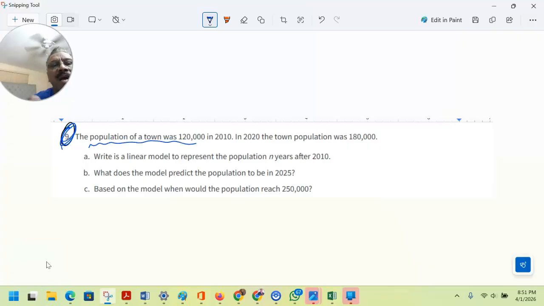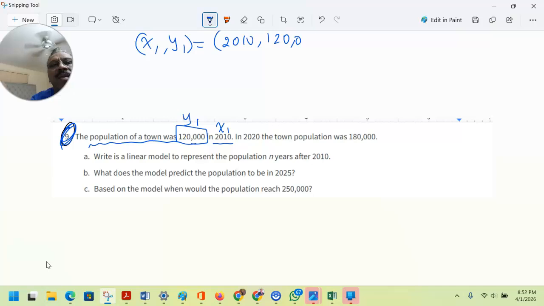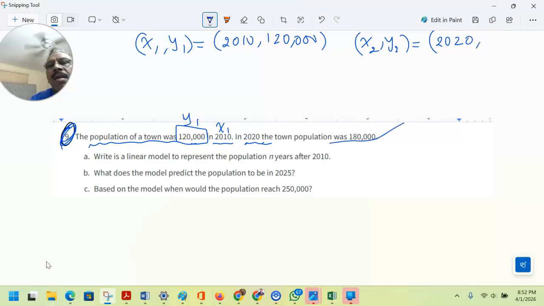So this is a population of a town. So in the year 2010, this was the population. It means this is like X1 and this is like Y1, the first information. See, when you write X1 and Y1, so this point is when in the year 2010, the answer is 120,000. So that's the first information. And then the second one is in the year 2020, that means X2, the second point, in the year 2020, the population was 180,000.